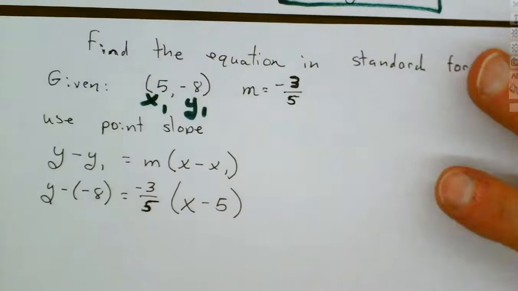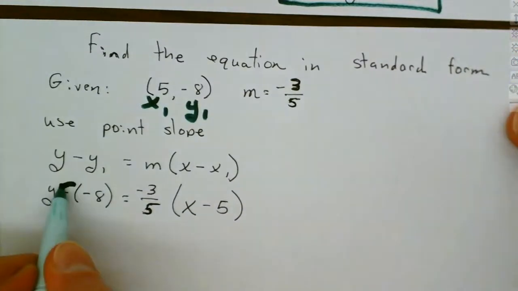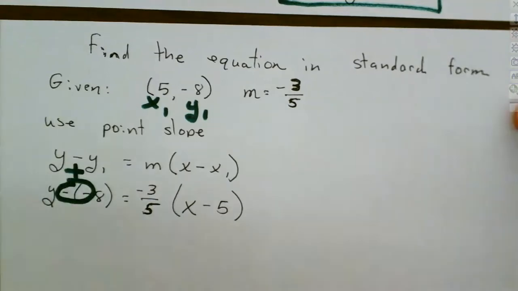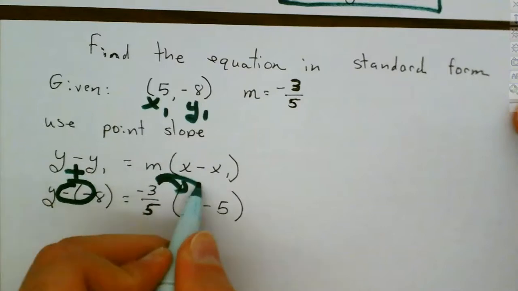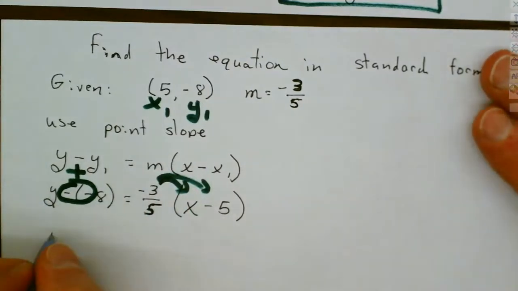Is everyone all right with that so far? Double negative, what does that mean? A double negative here means that it now becomes a positive, and we're going to distribute that negative 3/5 through. So a double negative makes it a positive 8.